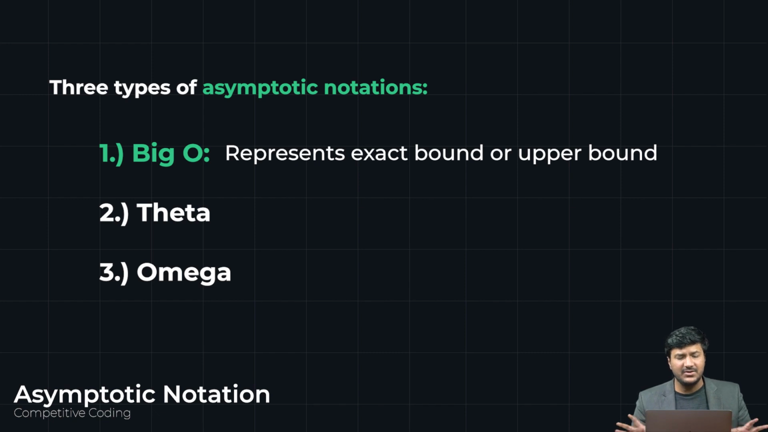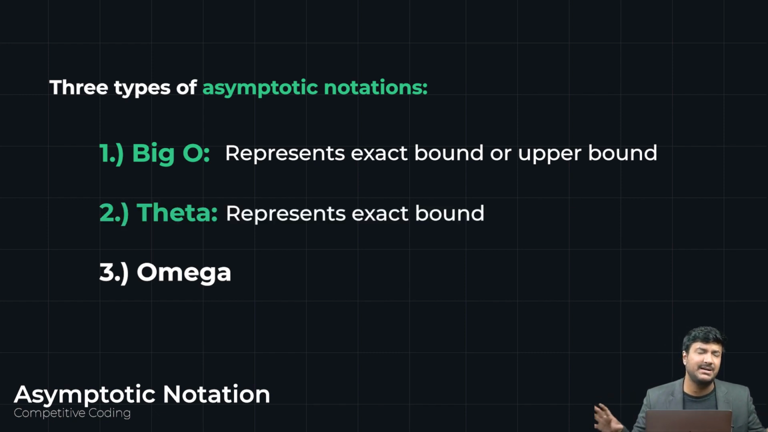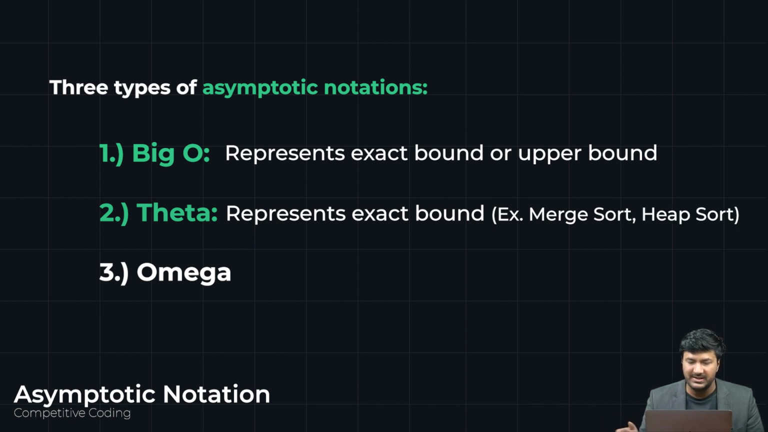Again, theta represents the exact bound. Exact bound means always, no matter what you do, no matter what the scenarios are, it is going to be exactly that. A few examples of theta types of algorithms are your merge sort, which is always n log n, your heap sort, which is always n log n, and your selection sort, which is always O of n square. It doesn't matter if the array is already sorted, in reverse sorted order, or randomly sorted. It is always going to be theta of n square in that particular case, right?